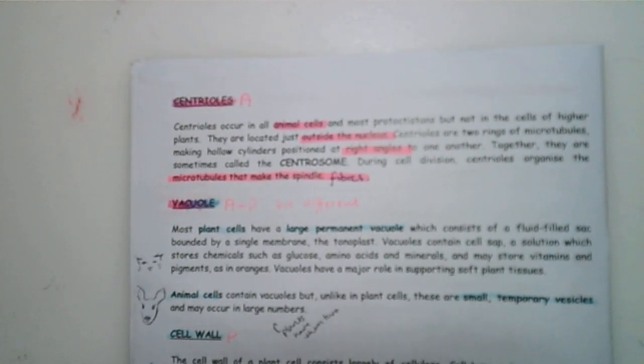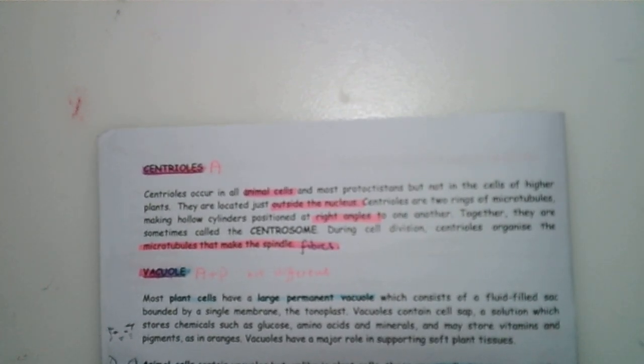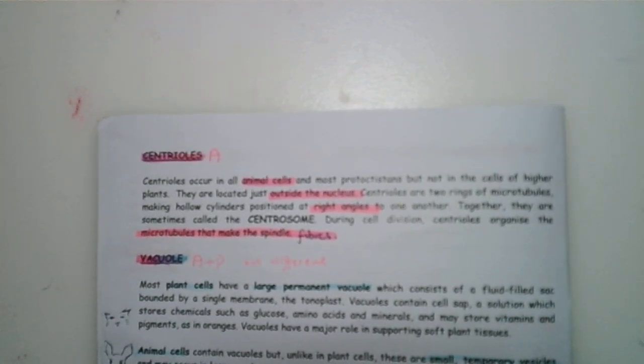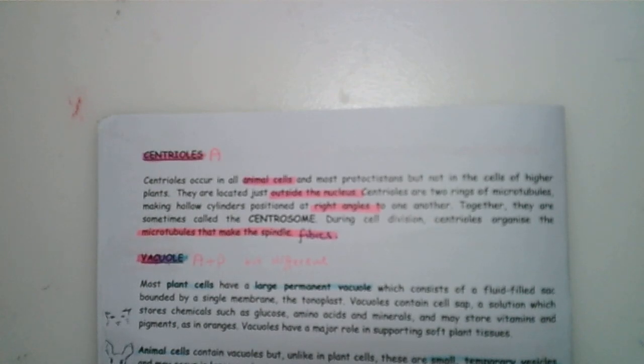So vacuoles are in animals and plants, but they're different depending on what you're in. So most plant cells have a large permanent vacuole, which consists of a fluid-filled sac bound to a single membrane, the tonoplast. Vacuoles contain cell sap, a solution which stores chemicals such as glucose, amino acids, and minerals, and may store vitamins and pigments such as in oranges. Vacuoles have a major role in supporting soft plant tissues.